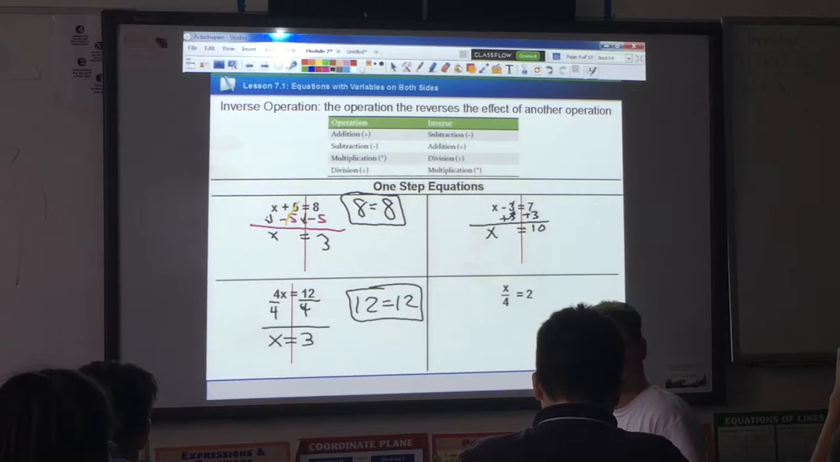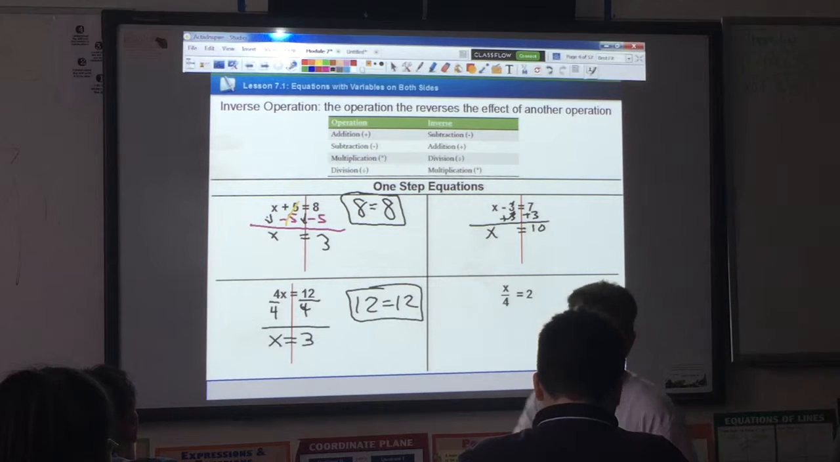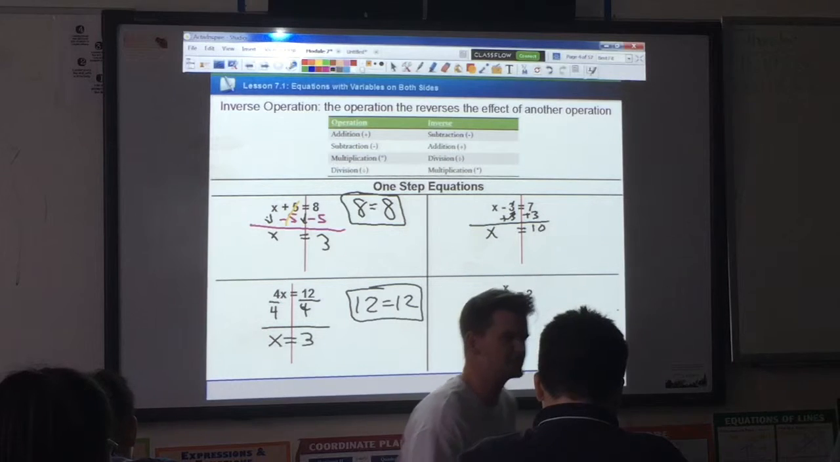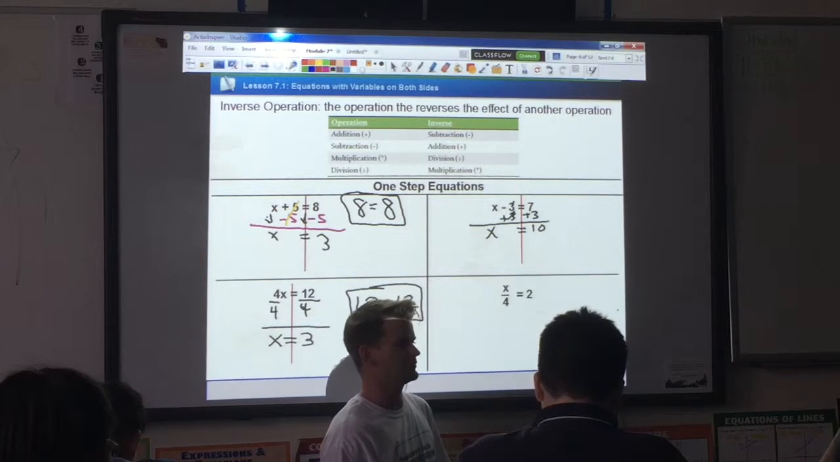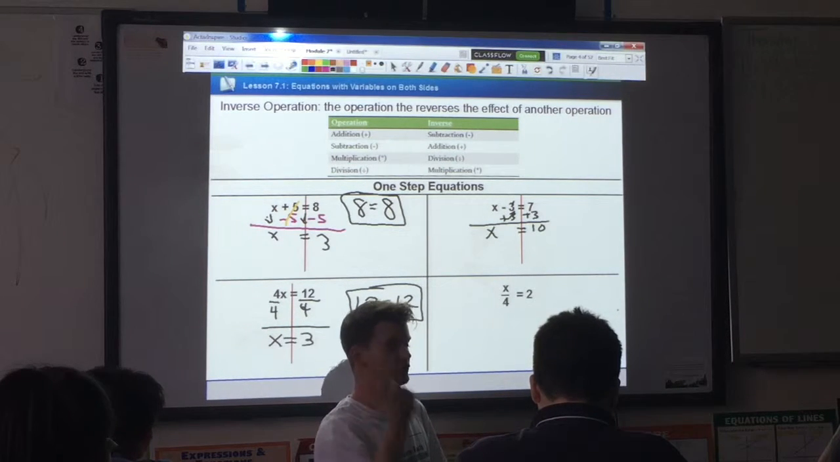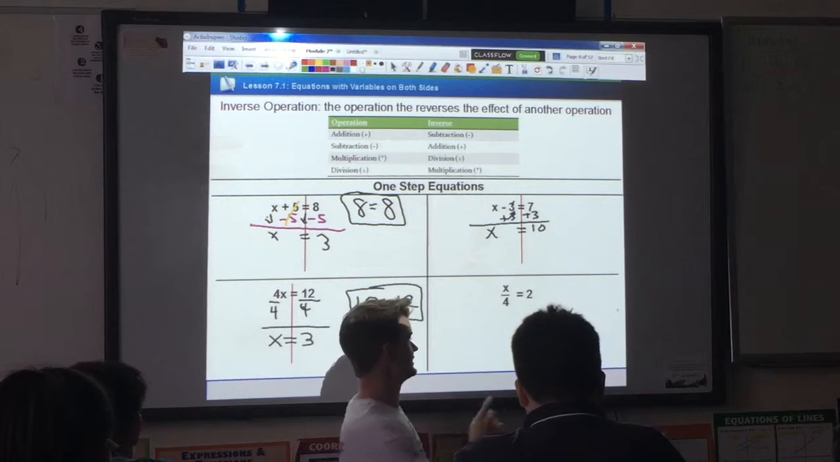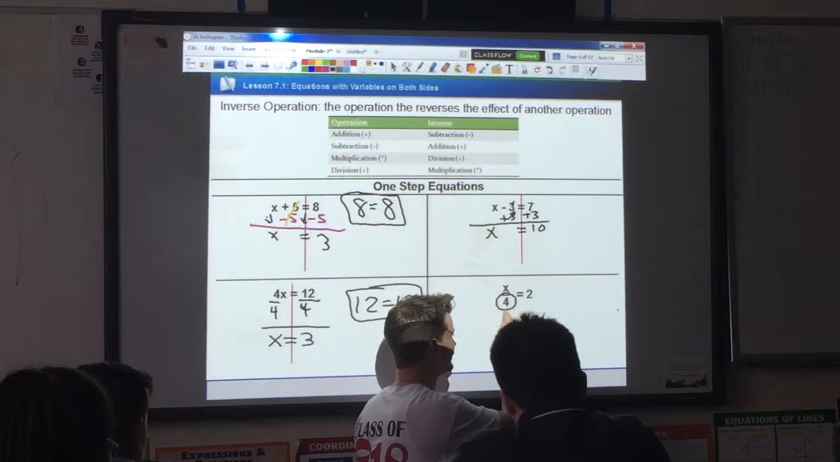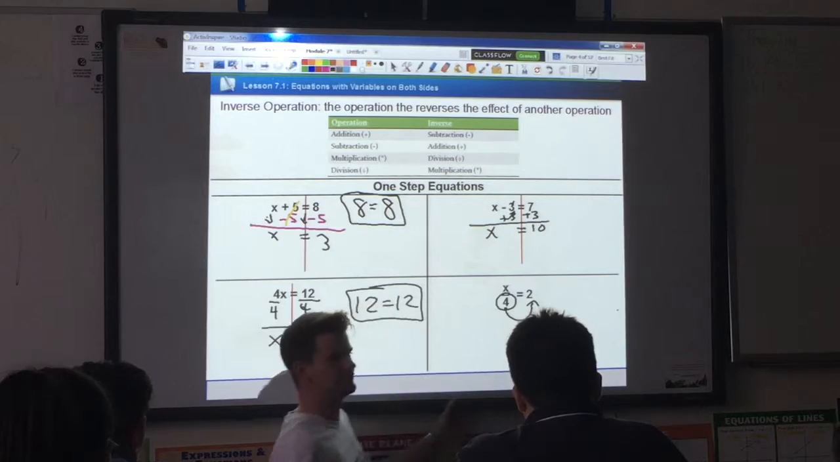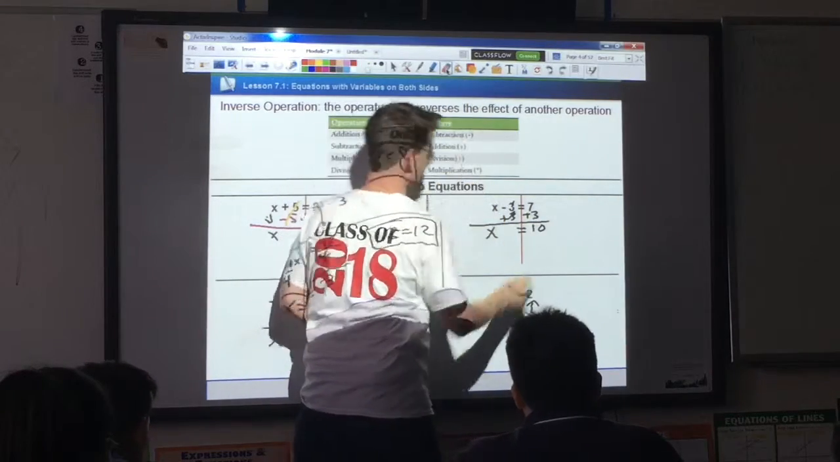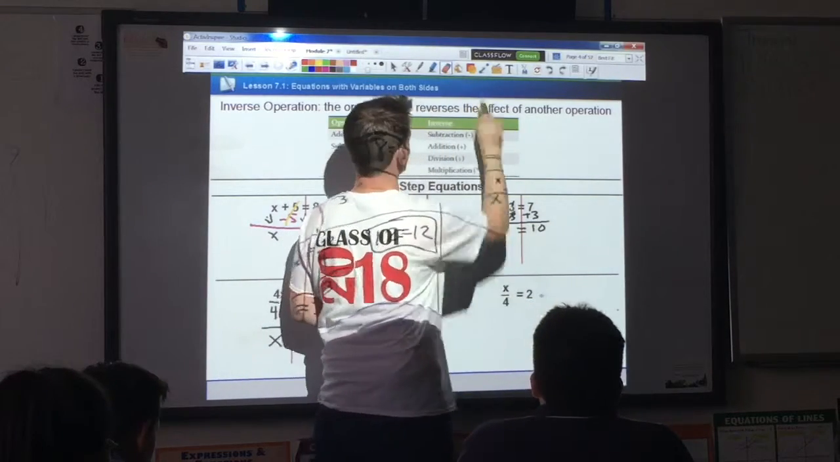Maria! What do I do here? What's happening between the x and the 4? It's being divided. So when we see division, what's the inverse or the opposite of division, guys? Multiplication. Now, you may have seen this in middle school, hopefully not, because this bugs me when I see this. Take a little denominator, a little circle, and you do this. No, you don't do that.